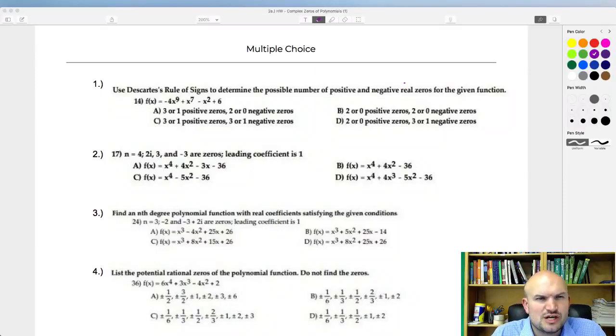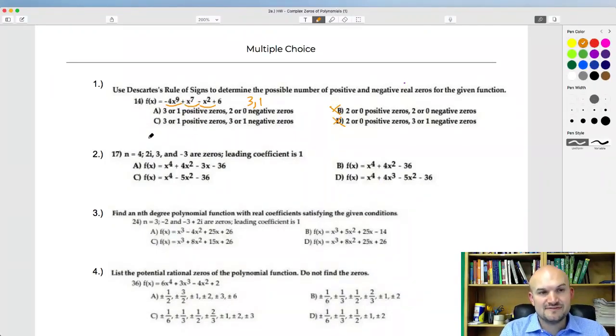It says use Descartes' rule of signs to determine the possible number of positive and negative real zeros. Remember, the number of positive real zeros is the number of sign changes of our f of x. So we see 1 sign change, 2 sign changes, and 3 sign changes. Then remember, it's the number of sign changes minus an even number. The only even number I can subtract from 3 would be 2, and 3 minus 2 is 1. So it could be A, it could be C, but it can't be B, and it can't be D.